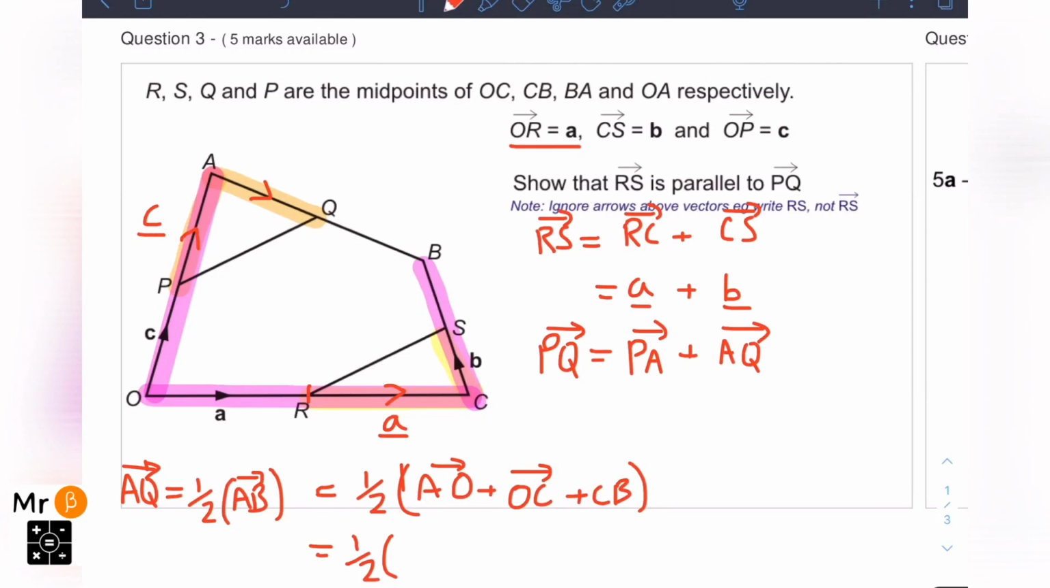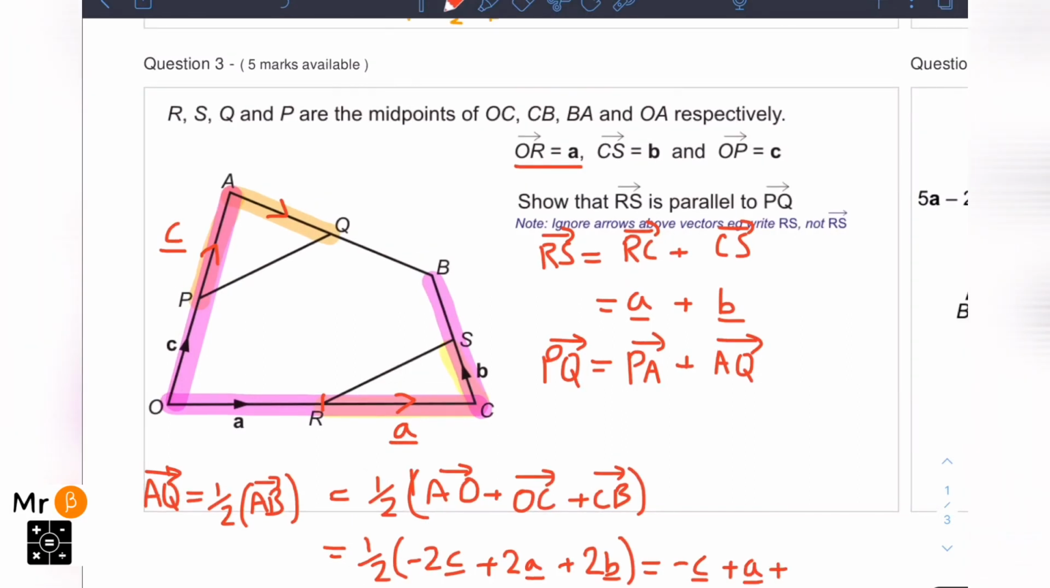We know that A to O is negative 2C because we're going against the arrow. We know that O to C is positive 2A, and we know from C to B is positive 2B. So now, as these numbers are quite nice, we're going to get rid of that 1/2 by timesing each term inside the bracket by 1/2. You'll notice this works quite nicely. We have minus C plus A plus B.